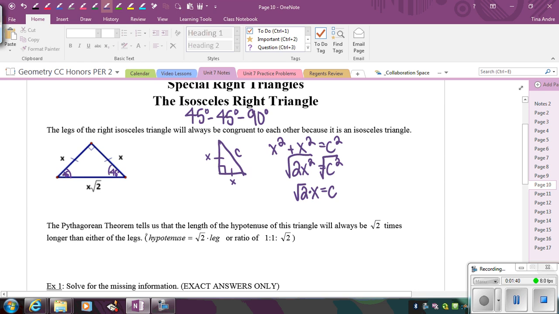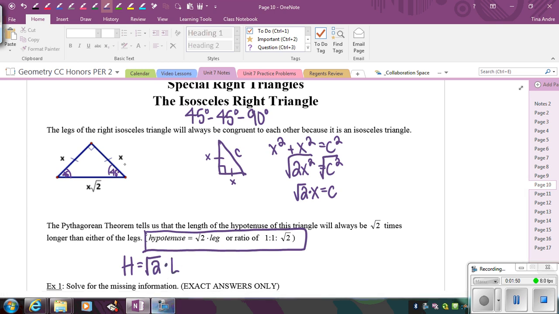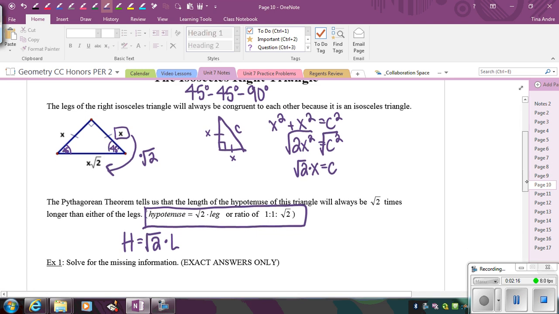So basically what that means is the hypotenuse will always be radical 2 times the leg. If you start at one of the legs, you multiply that by radical 2, and that'll always give you the hypotenuse. It doesn't matter which leg you start at because they're the same. This is only going to work in an isosceles right triangle because the two legs are congruent. This is the same thing as saying that the ratio of the legs to the hypotenuse is 1 to 1 to radical 2.